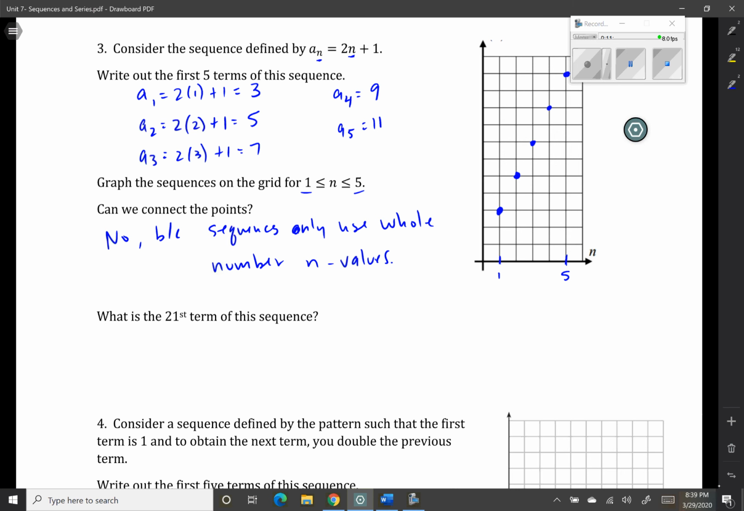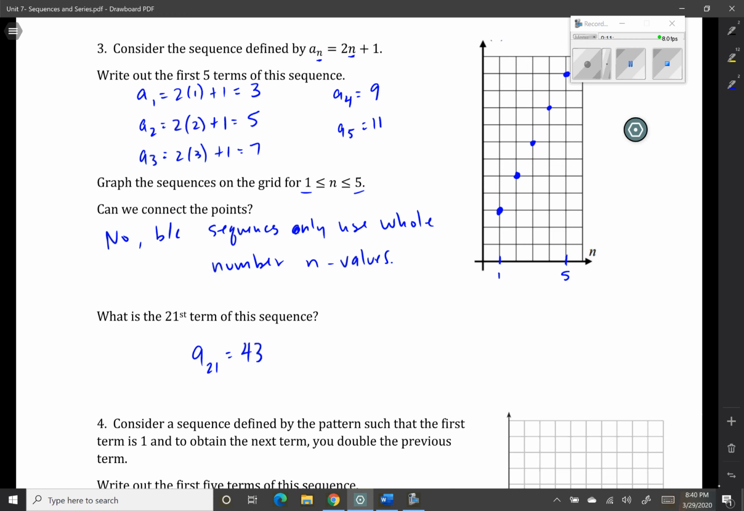All right, so hopefully you got 43. Now here's how we could do it. You could find the 6th term, then the 7th term, then the 8th term, then the 9th term, and keep going forever until you get to the 21st term. Not a terrible way of doing it, just very time consuming.